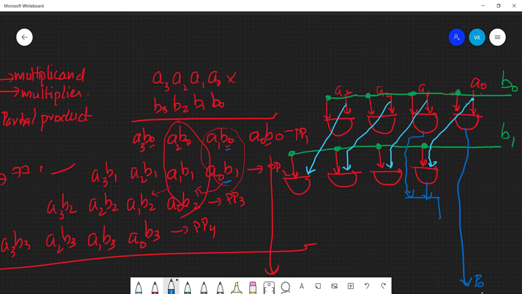So for adding, we will just use a half adder in this case because I have only two terms. If you have three terms, we can use a full adder. Even if you use a full adder, no issues. The carry in bit, we'll just ground it. Otherwise, you can use a half adder and it will give the sum output. It will give a sum when you're adding.